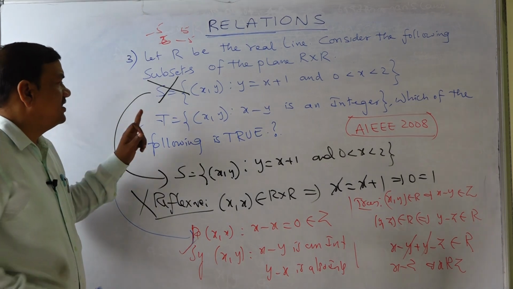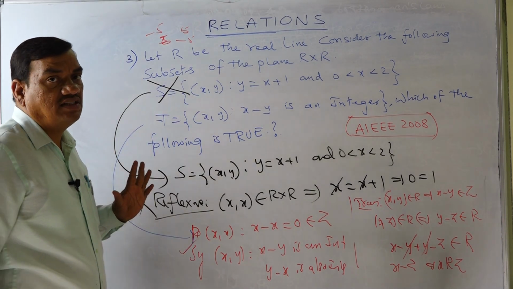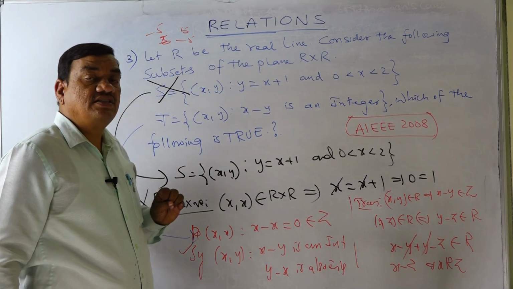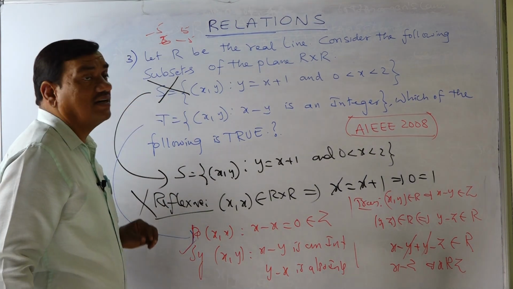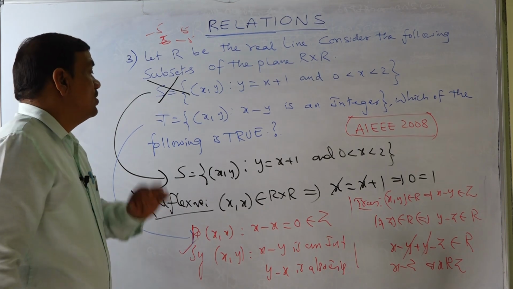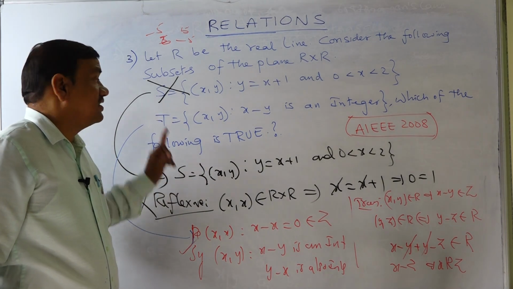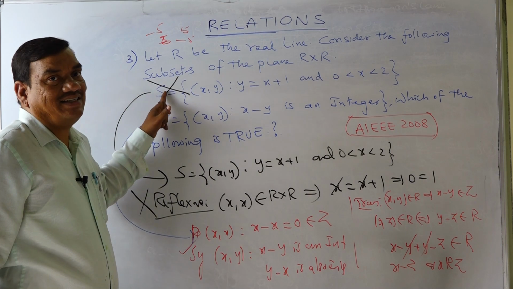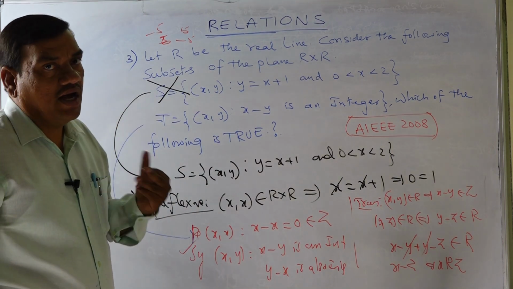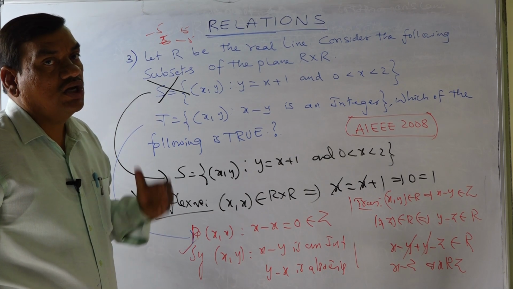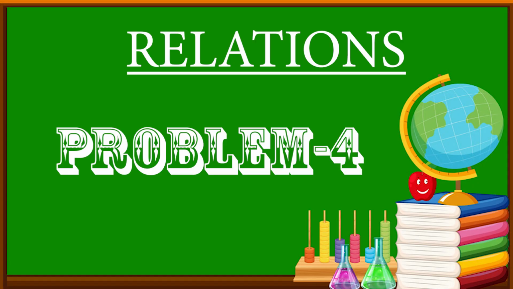So clearly the set T is an equivalence relation. Why? It satisfies reflexive, symmetric and transitive, whereas the first set does not satisfy reflexive. Therefore, your answer is T is an equivalence relation, S is not an equivalence relation. So that is the answer for this problem. I hope that you understand this solution. Let us go for the next problem.